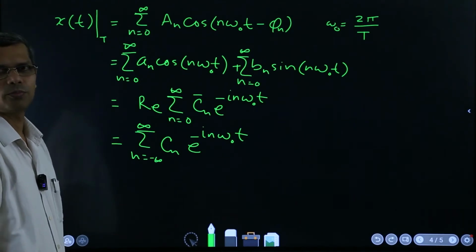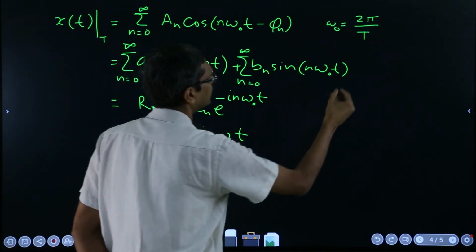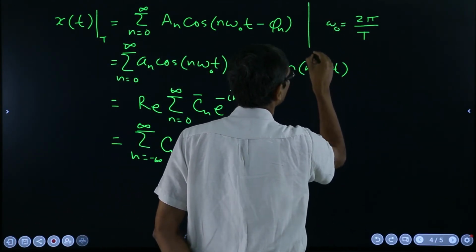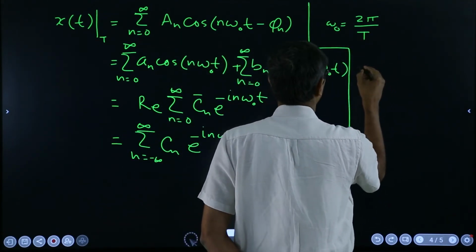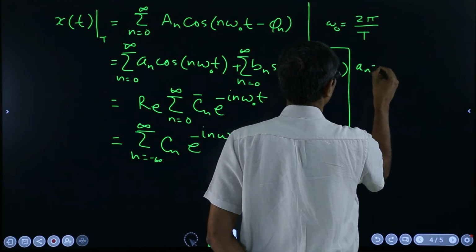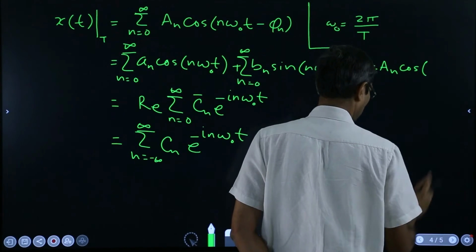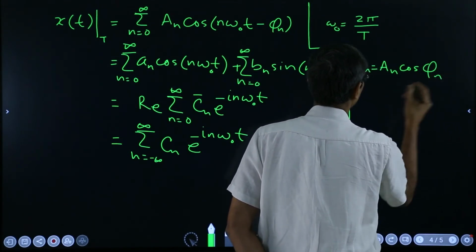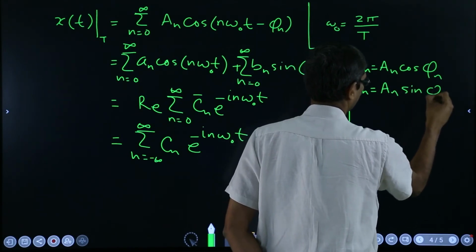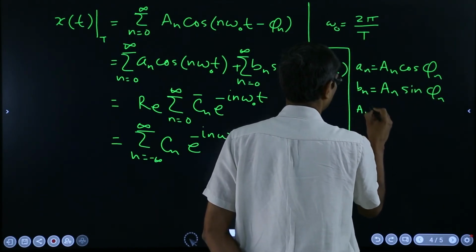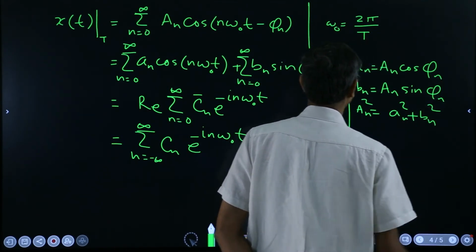So these are the 4 forms which are very important, and then I'll also summarize here the other thing. So I'll just put a demarcation here. So this is one condition. Then the relationships are, a_n is A_n cosine of phi_n, b_n is A_n sine of phi_n, then A_n squared is equal to a_n squared plus b_n squared, that is obvious.